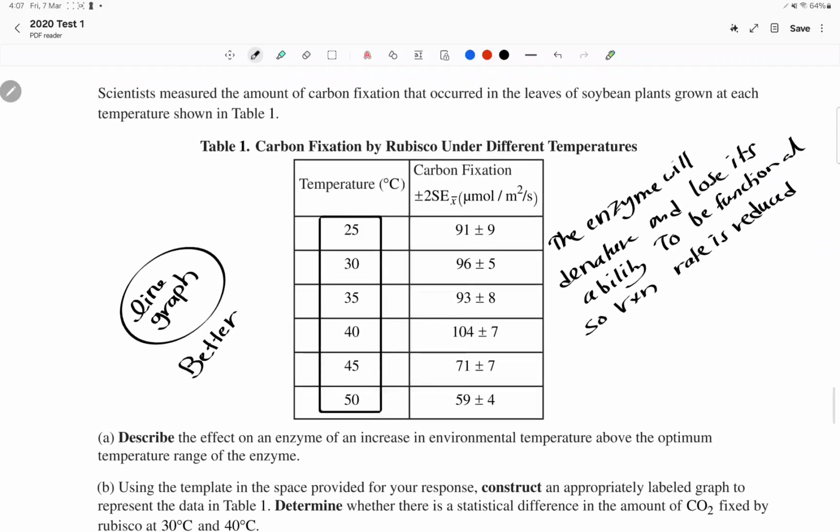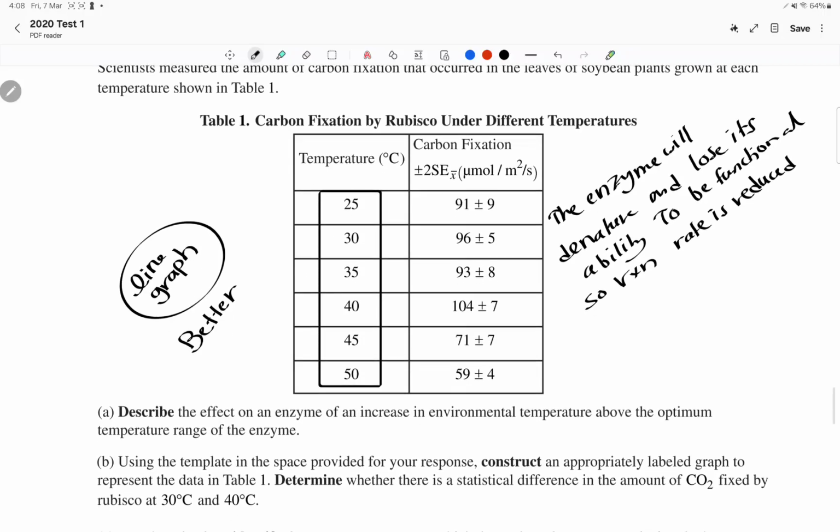That's part A. Part B: using the template in the space provided for the response, construct a graph based on the data in table 1. Okay, now let's do the plus and the minus thingy that we have discussed before.